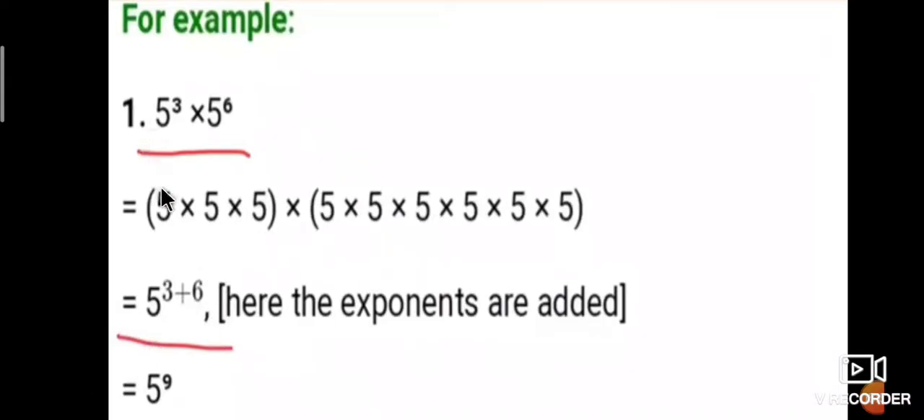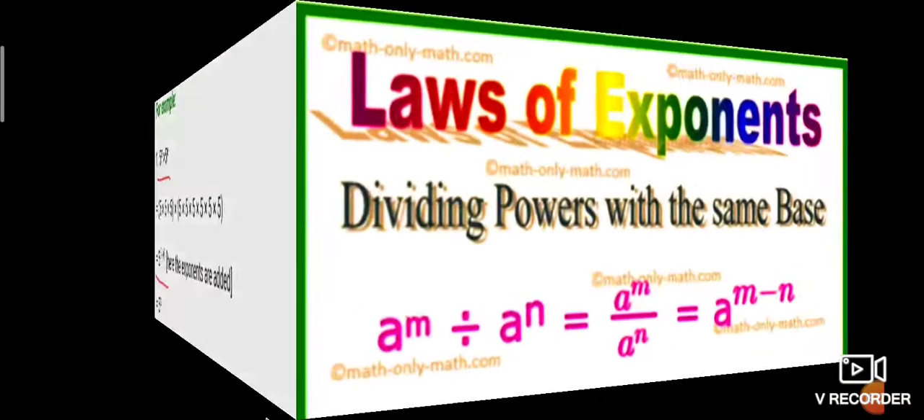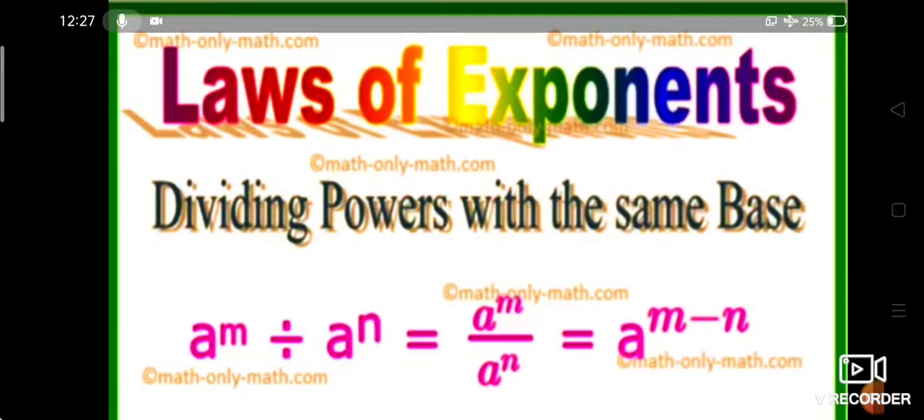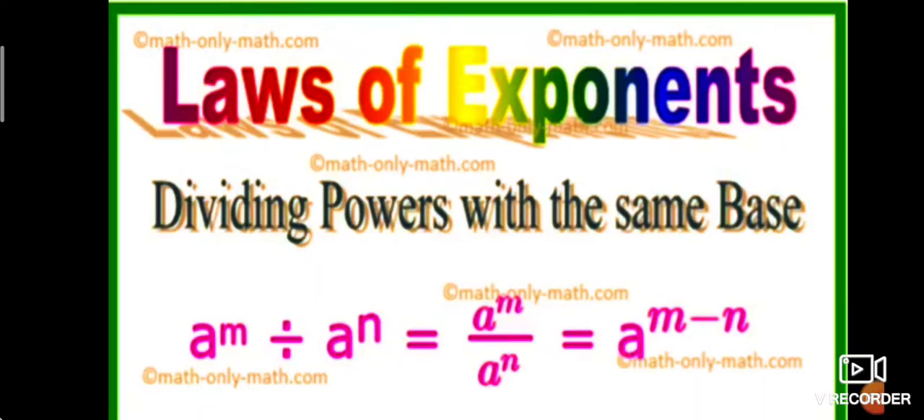5 cube means 5 into 5 into 5, and 5 to the power of 6 means 5 into 5 into 5 into 5 into 5 into 5. That is equal to 5 to the power of 3 plus 6, that is 5 to the power of 9. Here exponents are added only. Next one is the second law of exponent.